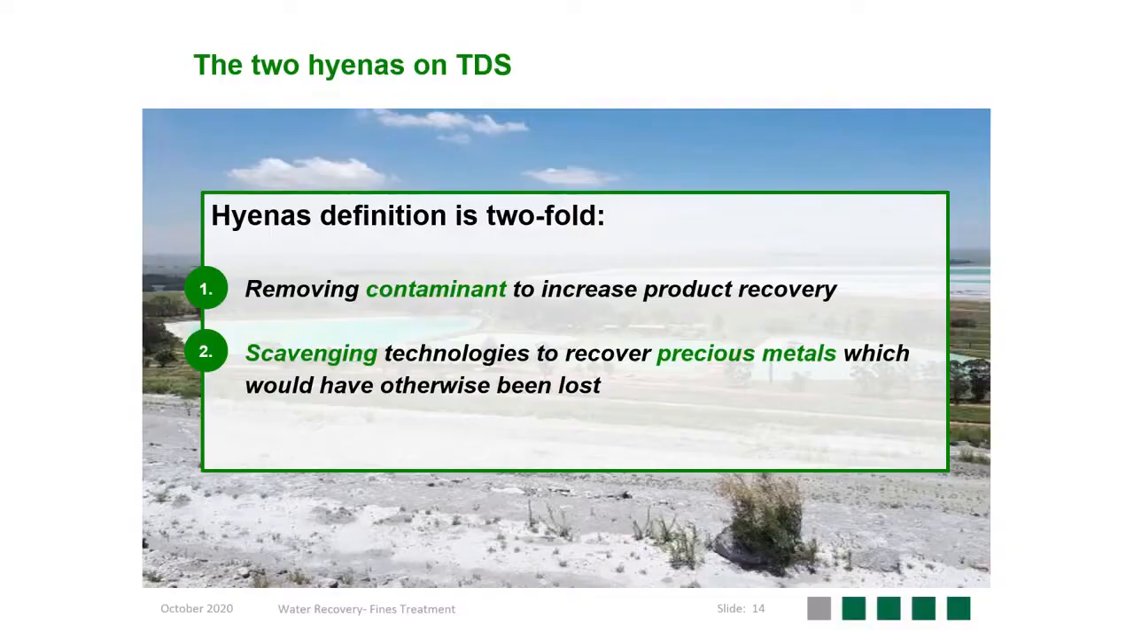So in the case of TDS, the treatment can in actual fact be twofold. The first section that we need to consider is the contaminants, which actually also scavenge valuable precious metals, your target elements, as well as reagents from your process stream. The second one is then of course the scavenging technologies, which we referred to originally, which can recover precious metals which would have otherwise been lost to the environment.